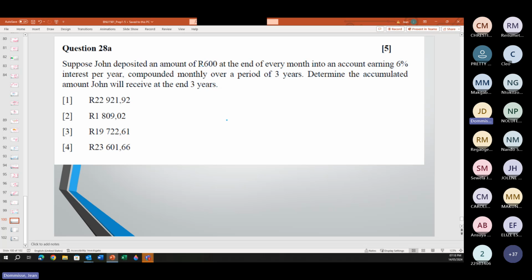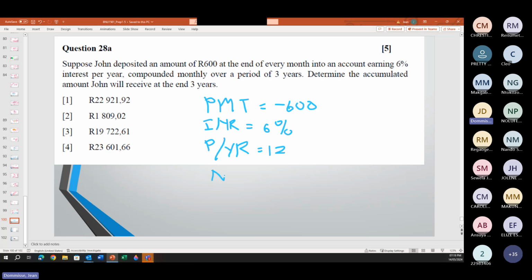Okay, so John deposits an amount of 600 Rand. So he makes a monthly payment of 600 Rand at an interest rate of 6%. It is monthly, so it is 12 periods a year for 3 years. So that is 36 periods, just if you want to use the formula, and then determine the accumulated amount.